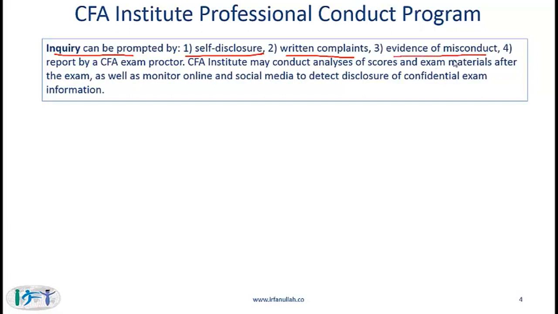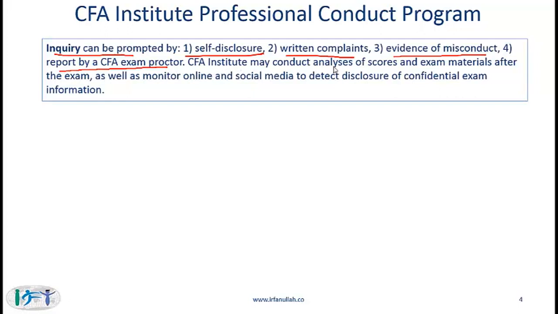Evidence of misconduct. This means that the CFA Institute staff may become aware of questionable conduct through the media or through regulatory notices or some other public source. And the fourth one is perhaps the most common: report by a CFA exam proctor. When you are taking the exam, you will be given some very specific instructions. For example, at the end of the exam, you'll be asked to put down your pens and close your answer booklets. If anyone does not follow those instructions, the exam proctor will report you to the CFA Institute. So this happens quite often. Make sure that you are careful.